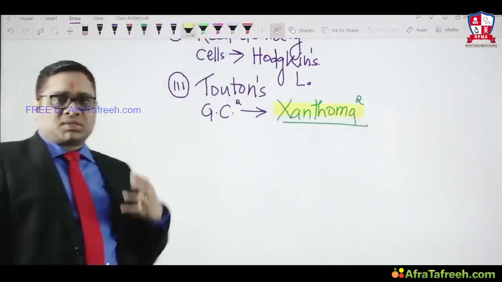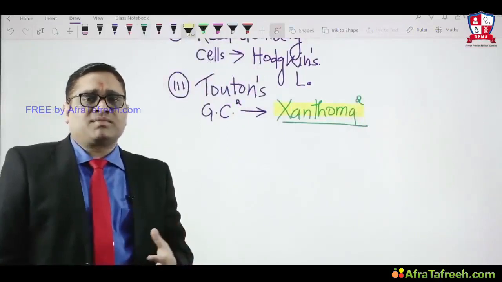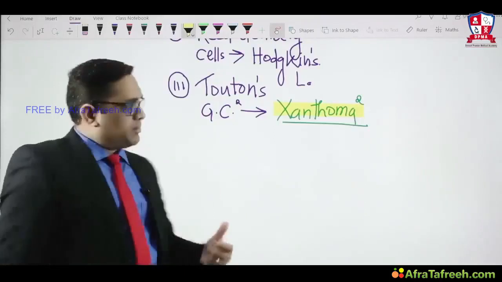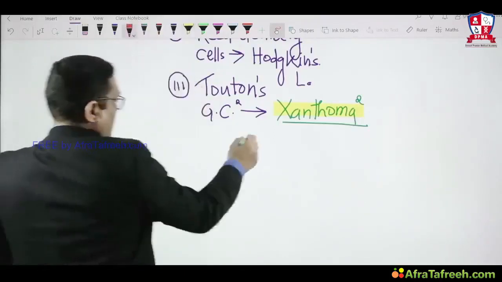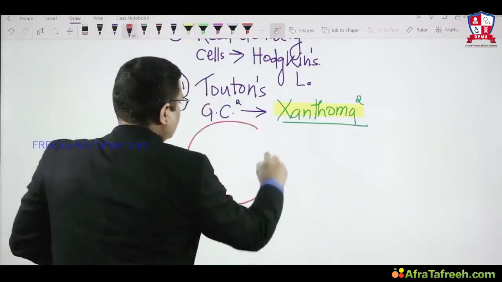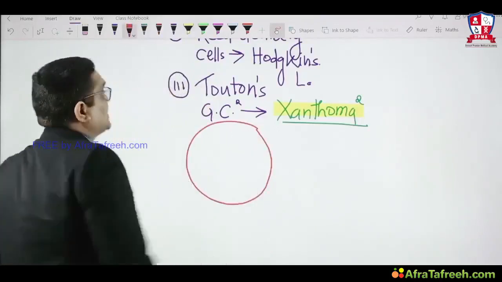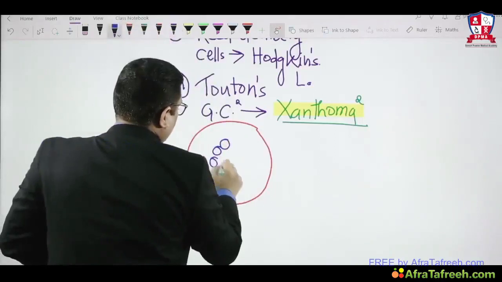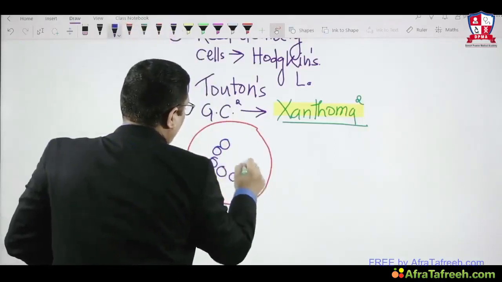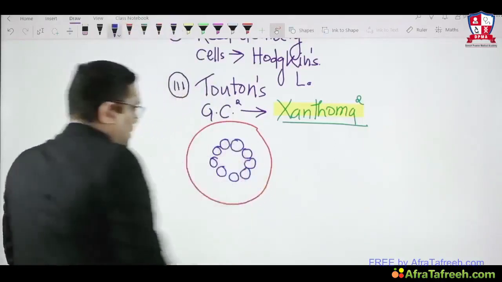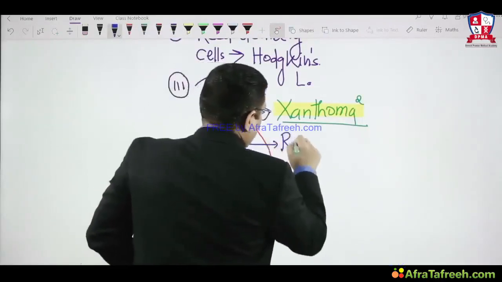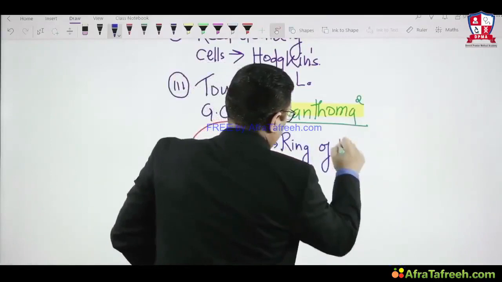An image-based question, because Touton giant cell images are very easy to identify in your exam. Why did I say very easy to identify? When you see this giant cell, you will find that the arrangement of nuclei is like a ring of nuclei. So now you can see the ring of nuclei.